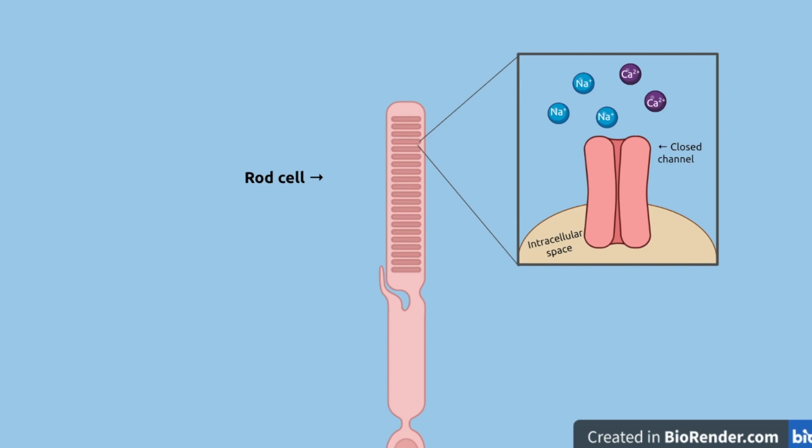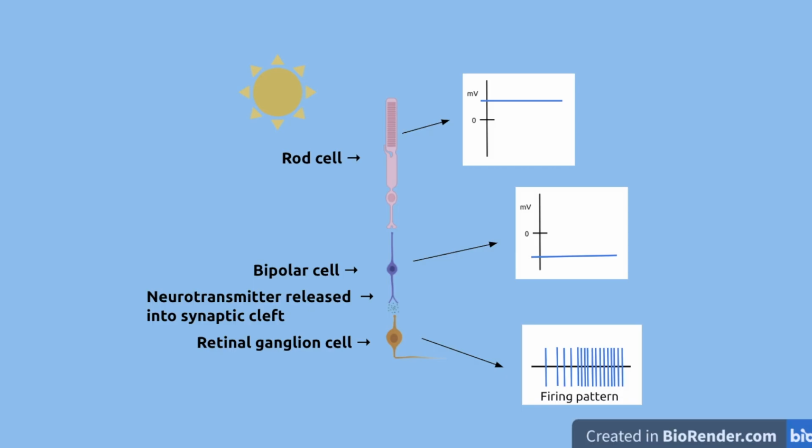Taking a closer look into the rod cell, hyperpolarization means that positively charged sodium and calcium ions stop influxing into the rod cell and create a large membrane potential. This hyperpolarization causes glutamate secretion to stop at the synapse between the rod cell and the bipolar cell.